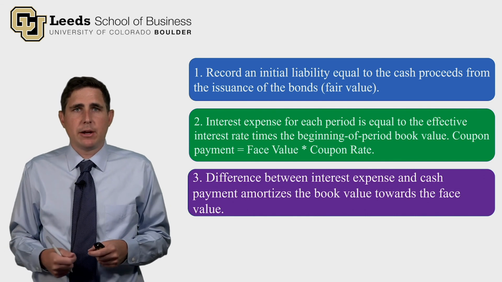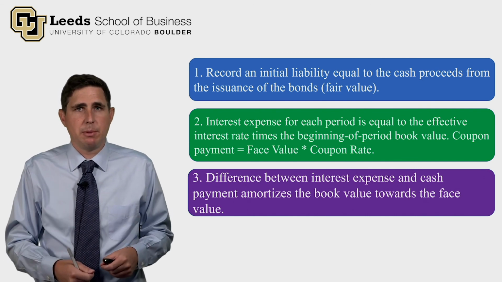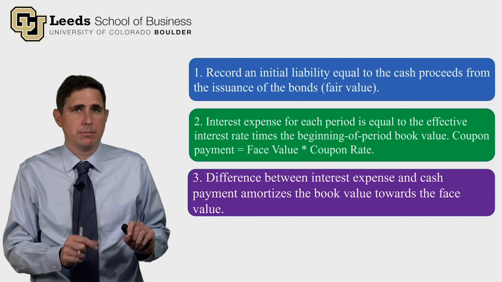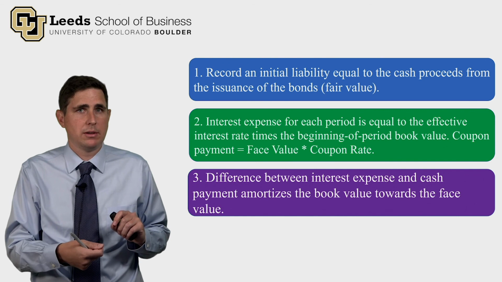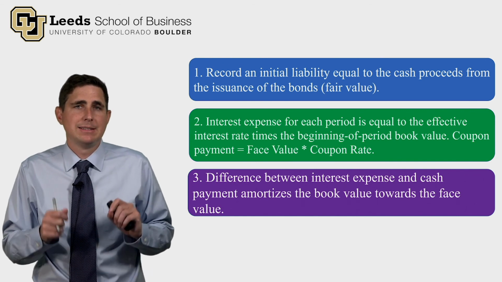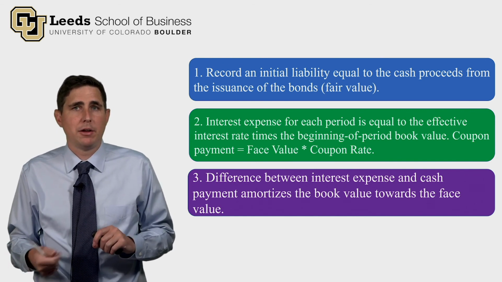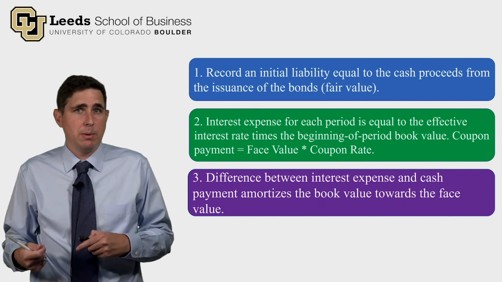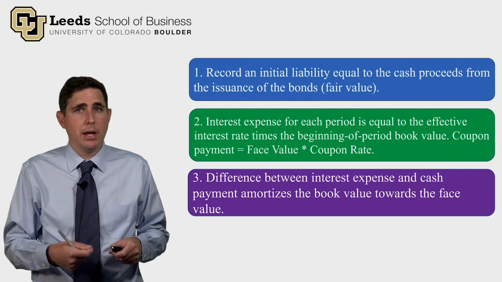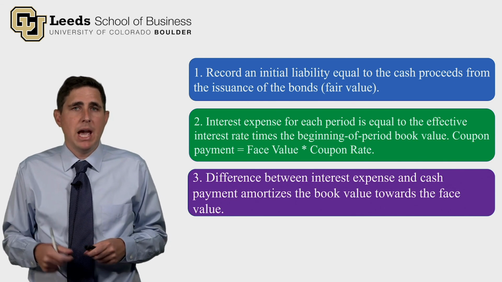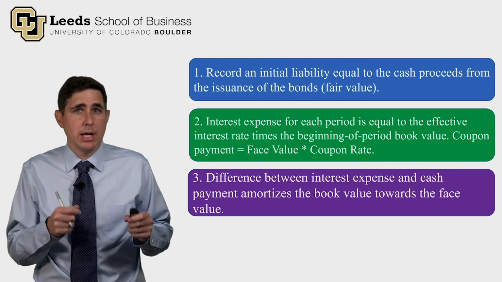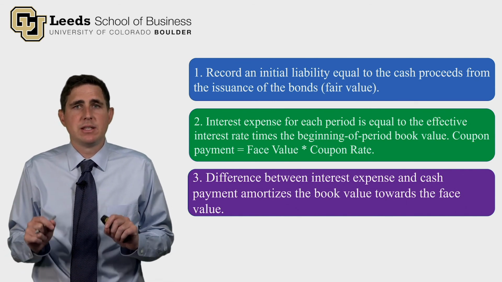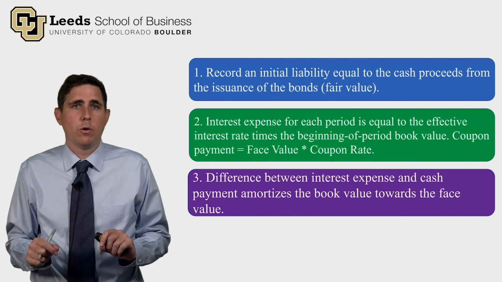Then each period that goes by, a company calculates interest expense for each period, and it's equal to the effective interest rate, so the interest rate that investors were using to discount their cash flows, times the beginning of period book value of that debt balance. A company will also compute the interest payment, and that's equal to the face value of the bond times the coupon rate. And then in step 3, the difference between the interest expense and the cash coupon payment is going to amortize the book value of the bond towards its face value.